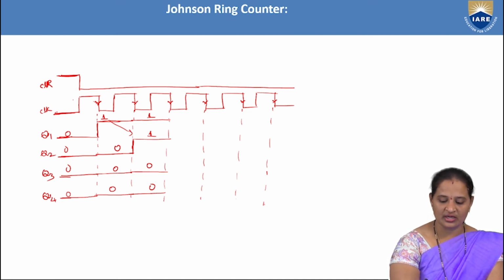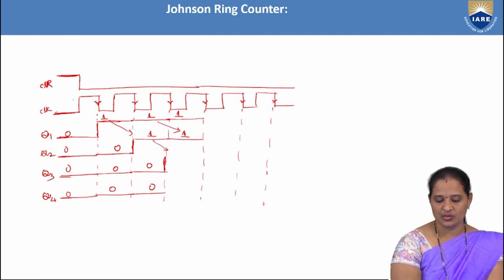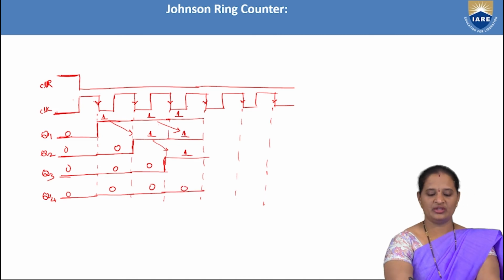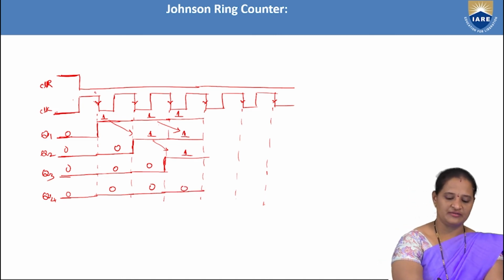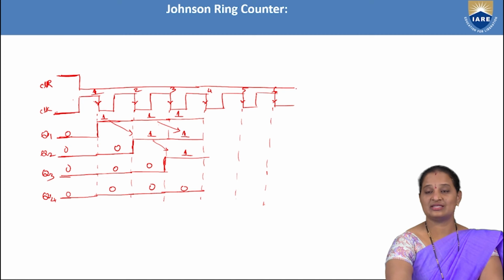Now during the third clock pulse, it remains 1 because this is complemented and given here. Now this one will be pushed here, and this one will be pushed here. Now this becomes 1, whereas this remains in the 0 state. So this is the first, second, third, fourth, fifth, sixth and so on.